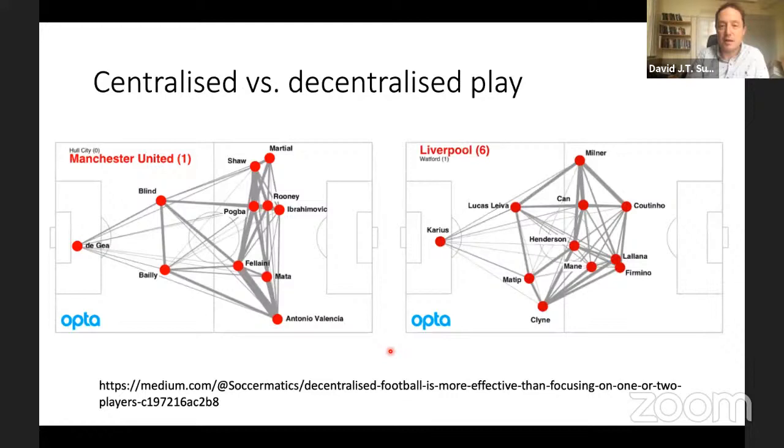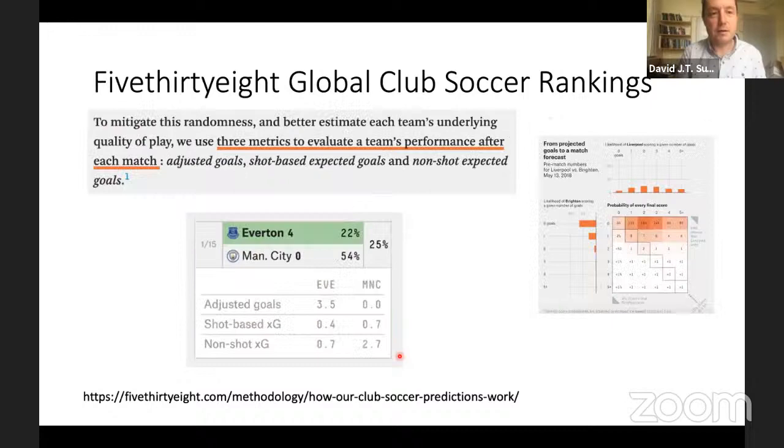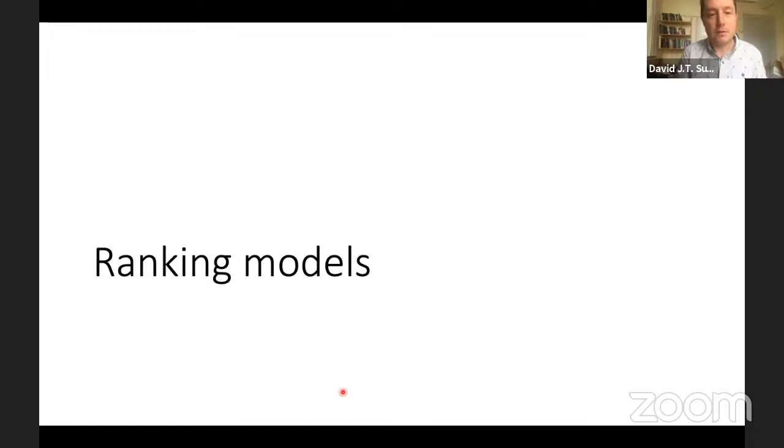Good. Wow. Ranking models. I've got here, that's things, yeah. I think, what do I want to do here?